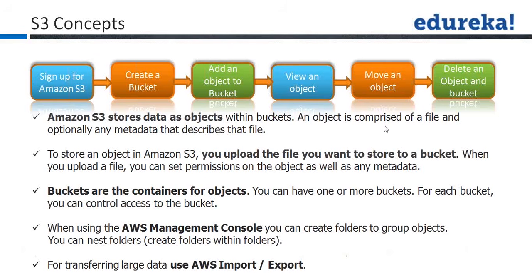An object is comprised of a file and, optionally, any metadata that describes the file. That is a very important aspect: an object will have a file as well as metadata. To store an object in Amazon S3, you upload the file you want to store to a bucket. You can also assign multiple pieces of metadata to it. Buckets are containers for the objects.